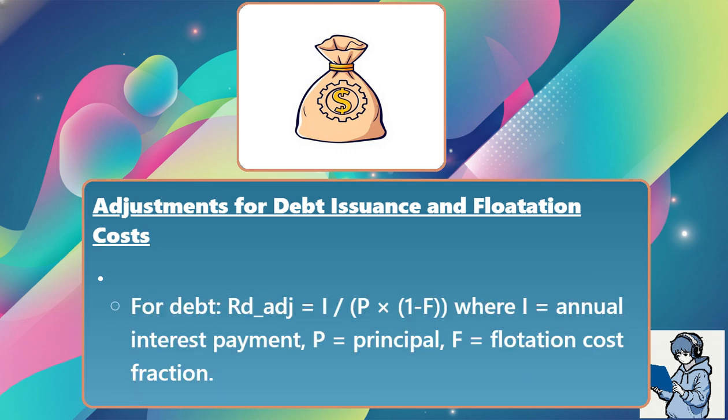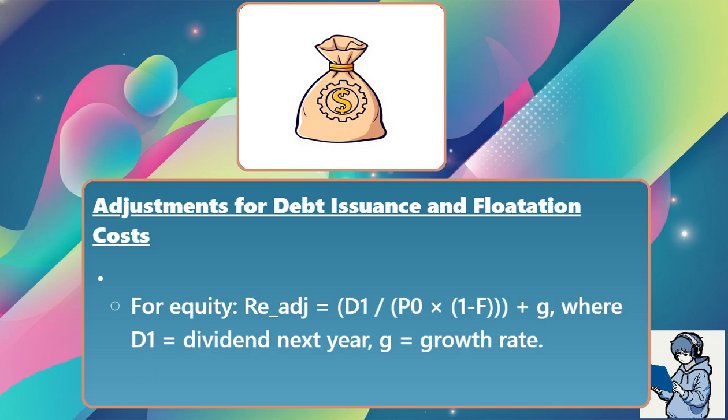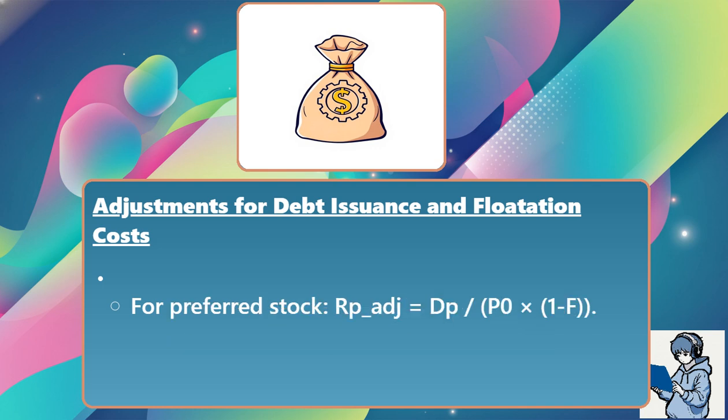For debt, RD adjusted equals I divided by P times (1 minus F), where I is the annual interest payment, P is principal, and F is the flotation cost fraction. For equity, RE adjusted equals D1 divided by P0 times (1 minus F), plus G, where D1 is the dividend next year and G is the growth rate. For preferred stock, RP adjusted equals DP divided by P0 times (1 minus F).